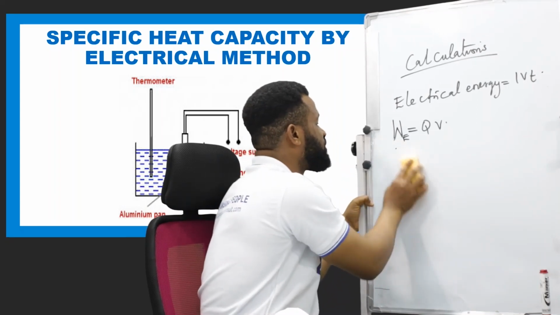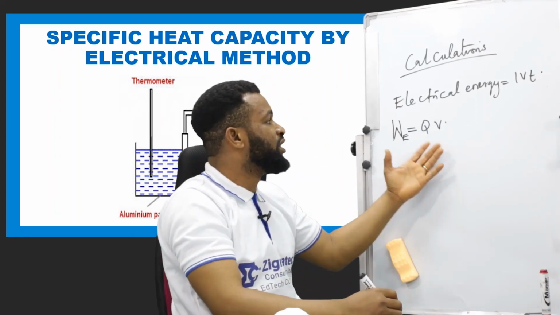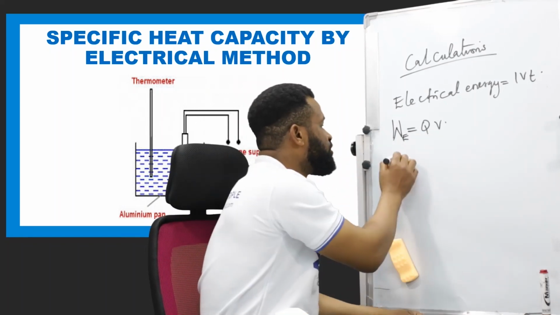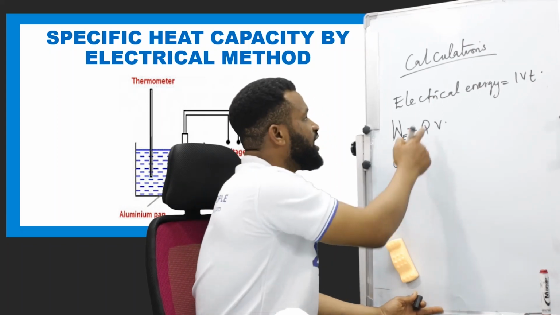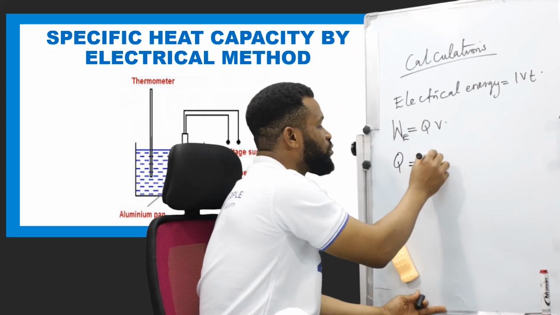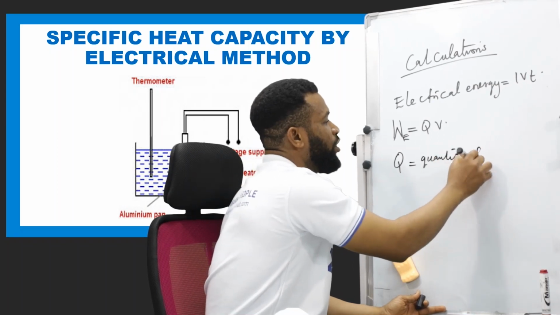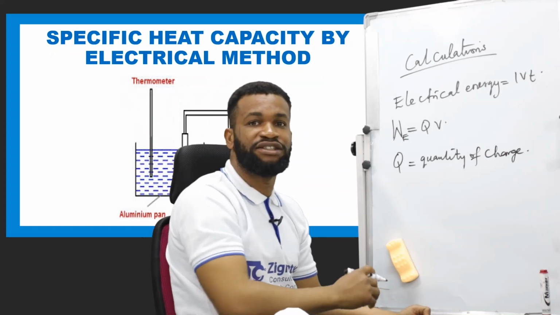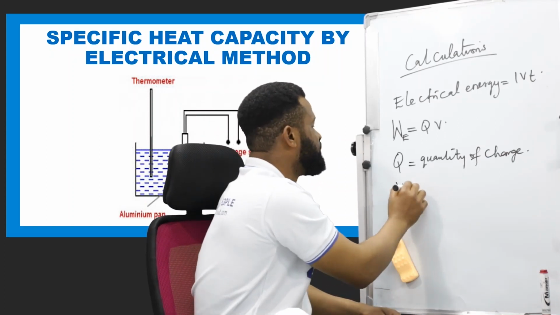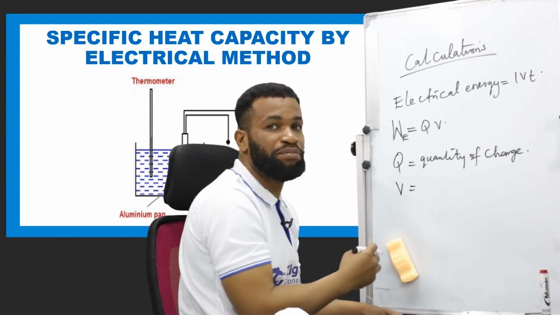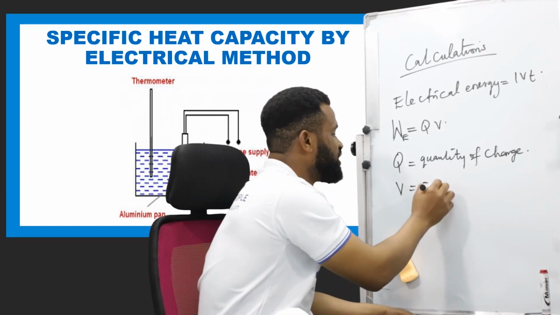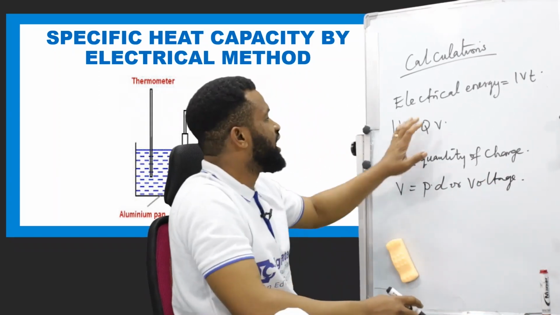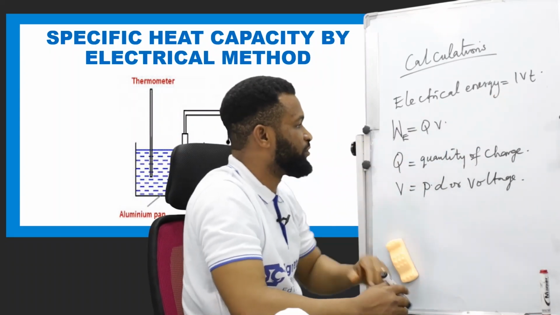But today we are concentrating on the work done by electrical energy, and that is given as Q multiplied by V. Then what is Q? Q is the quantity of charge, measured in coulomb. And V is the potential difference between the points or the mains, the PD, which people normally call the voltage. So that is what electrical energy is made of.